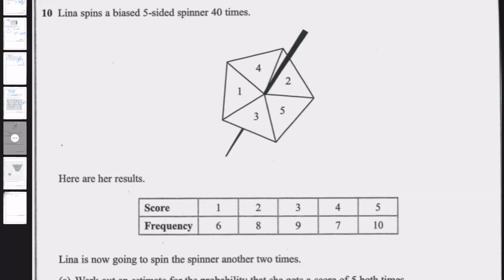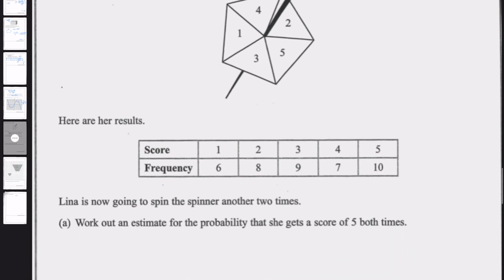Like that. Number 10. Lena spins a biased 5-sided spinner 40 times. Here are her results. So she got a number 1 6 times, 2 8 times, 3 9, 4 7, 5 10. Lena is now going to spin the spinner another 2 times. Work out an estimate for the probability that she gets a score of 5 both times.